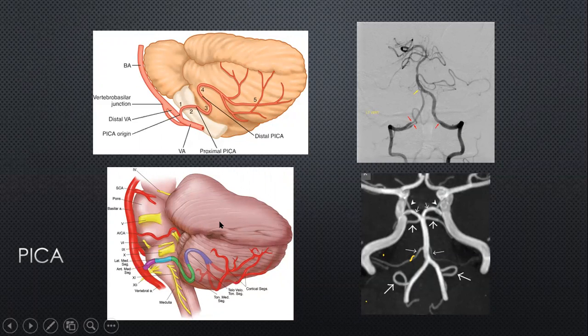So in terms of the anatomy of the PICA, it has various segments, and I've borrowed this from the literature just to show you the segments in relation to the medulla oblongata and the cerebellar tonsil. You have a segment of the PICA which arises just in front of the medulla, called the premedullary or anterior medullary segment. Then it becomes a lateral medullary segment, and then it takes a hairpin bend downwards. And at the apex of this bend is the cerebellar tonsil.